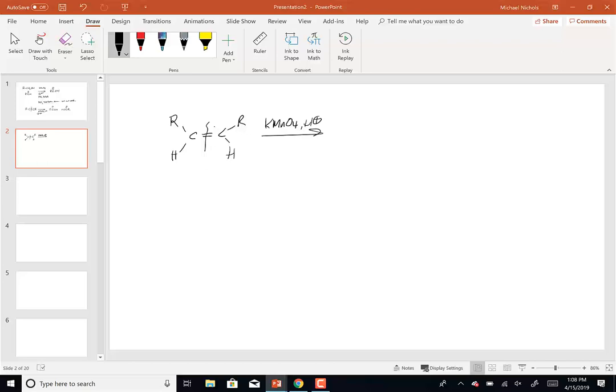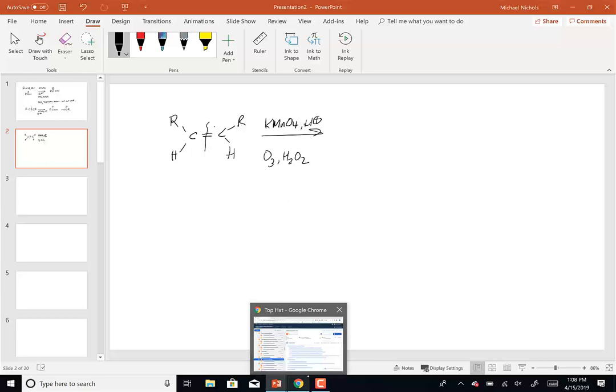Now there's another set of reactions that I could do that would cleave the double bond as well. We could use ozone and H2O2. So we could do ozonolysis on the double bond, and we would also get carboxylic acids. Okay. So that's not too bad so far.